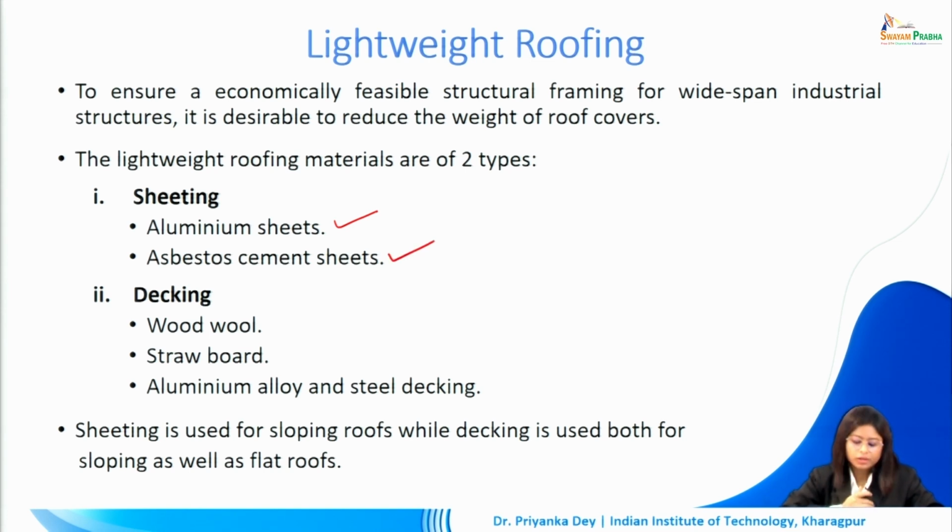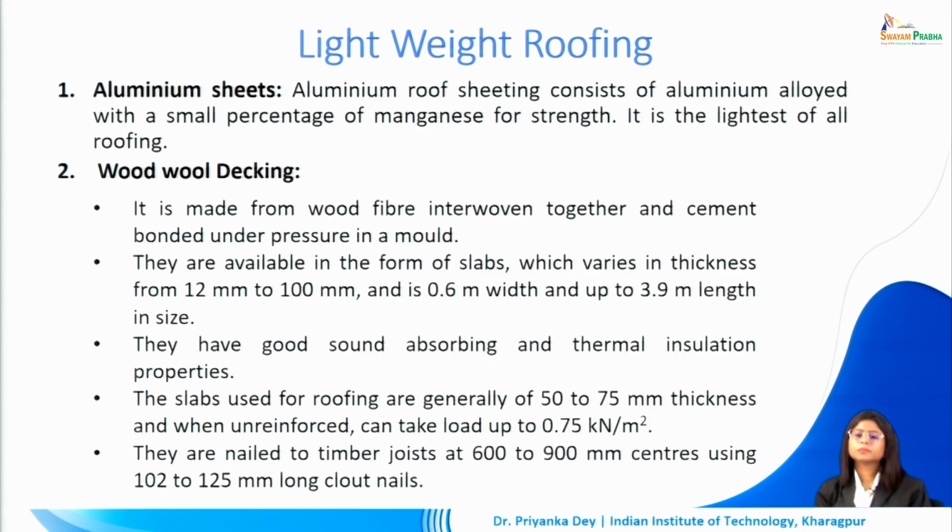Other than sheeting, we can also go for decking. Here our options are wood wool, straw board, aluminium alloy and steel decking. Sheeting is used for sloping roofs, while decking is used both for sloping as well as flat roofs. So, depending upon the context, the situation, we can opt for any of these selections. Let us take a look at each of them one at a time.